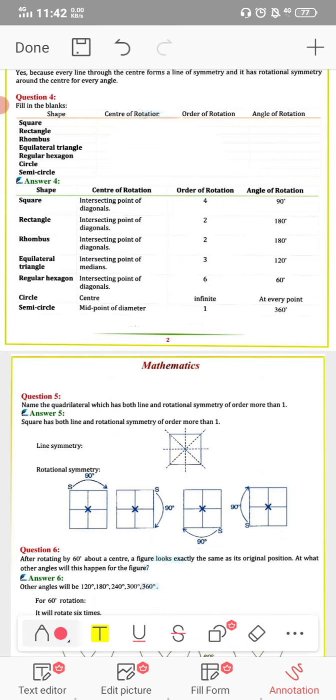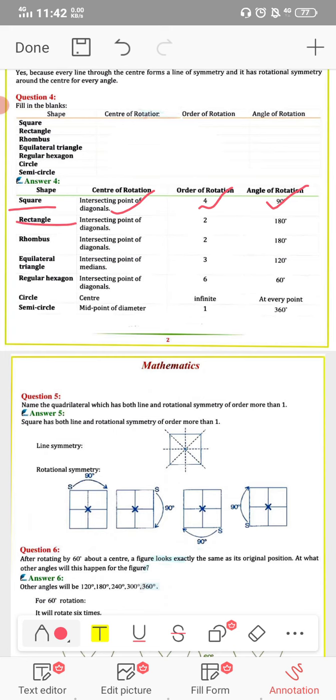नेक्स्ट फोर्थ क्वेश्चन इज, वी हैव टू राइट द सेंटर ऑफ रोटेशन, ऑर्डर ऑफ रोटेशन एंड एंगल ऑफ रोटेशन. सो फॉर ए स्क्वायर, सेंटर ऑफ रोटेशन इज द इंटरसेक्टिंग पॉइंट्स ऑफ द डायगोनल, ऑर्डर ऑफ रोटेशन इज 4 एंड द एंगल ऑफ रोटेशन इज 90. मैंने आपको बताया था एज आई टोल्ड यू अर्लियर दैट ए स्क्वायर हैज़ rotational symmetry at every 90 degree rotation.